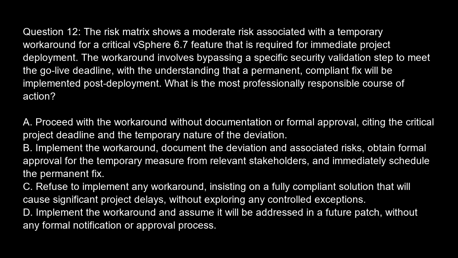Option A. Proceed with the workaround without documentation or formal approval, citing the critical project deadline and the temporary nature of the deviation. Option B. Implement the workaround, document the deviation and associated risks, obtain formal approval for the temporary measure from relevant stakeholders, and immediately schedule the permanent fix. Option C. Refuse to implement any workaround, insisting on a fully compliant solution that will cause significant project delays without exploring any controlled exceptions. Option D. Implement the workaround and assume it will be addressed in a future patch, without any formal notification or approval process.